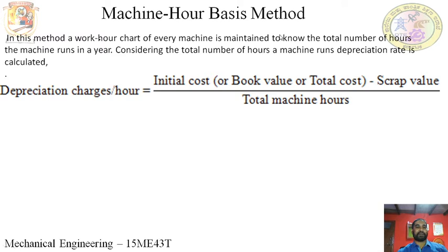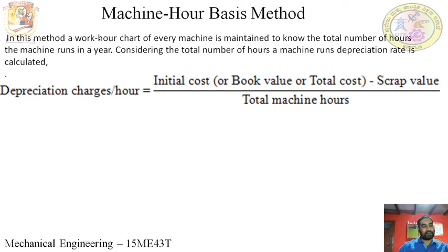Machine hour basis method. In this method, the work hour chart of every machine is maintained to know the total number of hours the machine runs in a year. Considering the total number of hours the machine runs, the depreciation rate is calculated. Here, the depreciation fund is collected on the total number of hours the machine worked. For example, if a company is manufacturing a piston which works 8 hours per day.